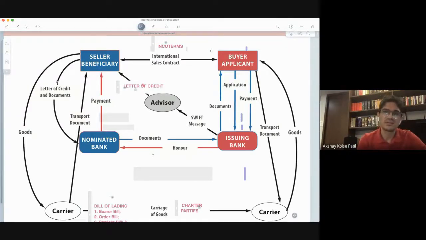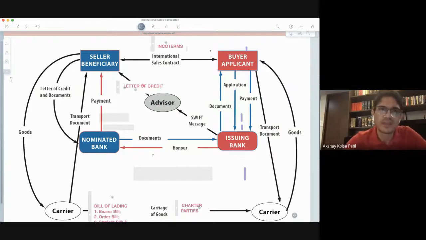The bank here is not dealing with the goods at all. The seller gives the documents to his bank. The nominated bank or the seller's bank will then give the documents to the issuing bank or the buyer's bank. The buyer will pay his bank, and then the bank will give him the documents. So the bank is not dealing with the goods at all, purely with the documents. And once the documents have come into the custody of the buyer, he will go and present these documents to the carrier, and the carrier will, on that basis, transfer the goods to the buyer.